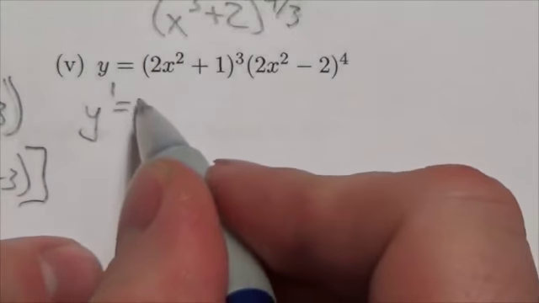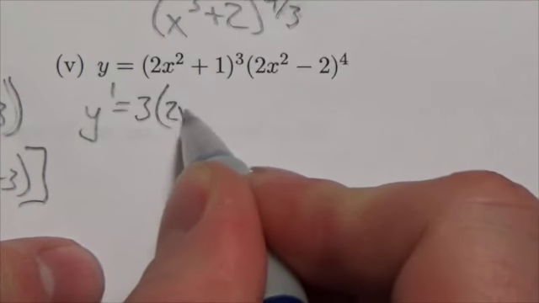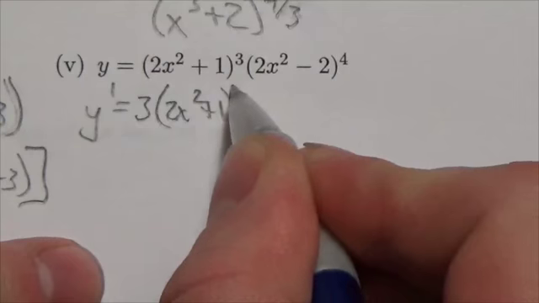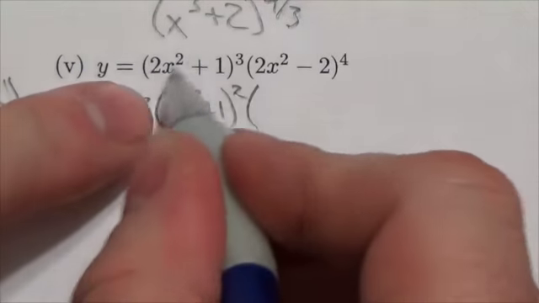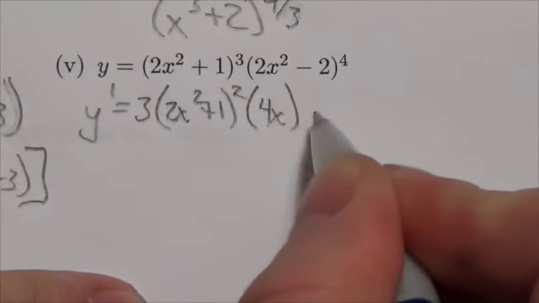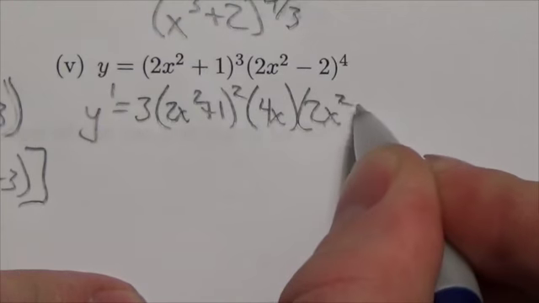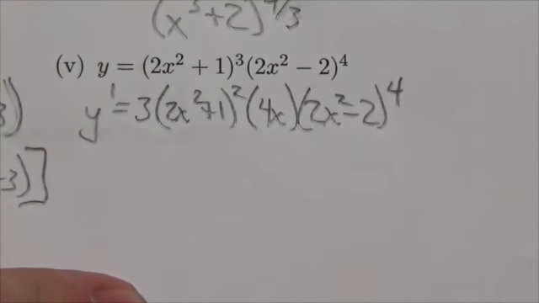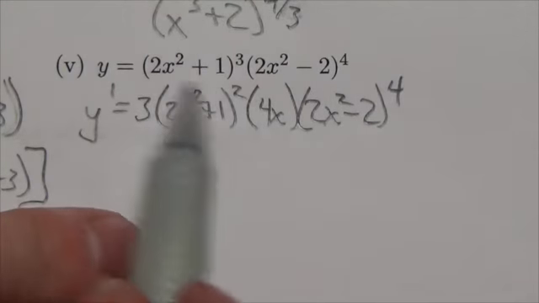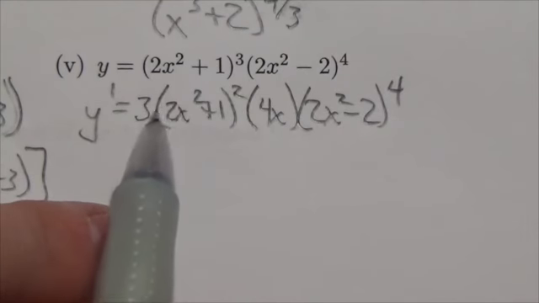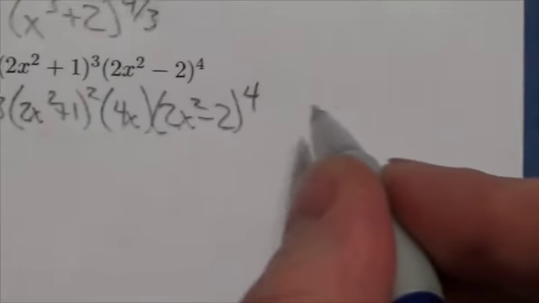So the derivative of the first term will be 3(2x² + 1)² times 4x times (2x² − 2)⁴. Okay, so all I did was take the derivative of that first term, but it required the chain rule. I am going to add to that.